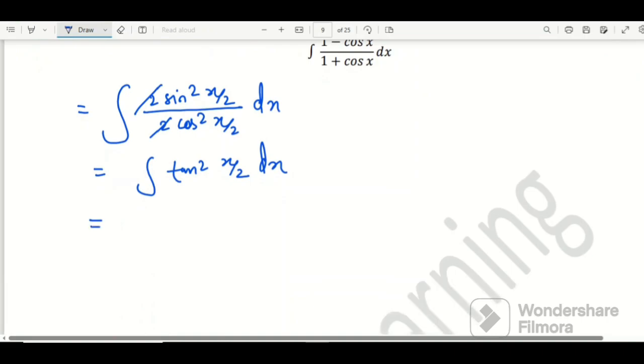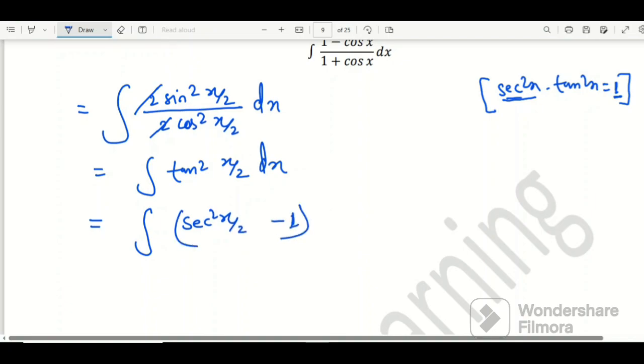Now we'll use this trigonometric identity, sec square x minus tan square x equal to 1. Why are we using this identity? Because we know the integration of sec square and the integration of a constant, but we don't know the integration of tan square x. That's why I'm replacing tan square x with sec square x minus 1. So it will be sec square x upon 2 minus 1 dx.